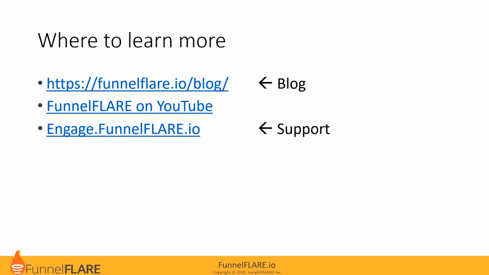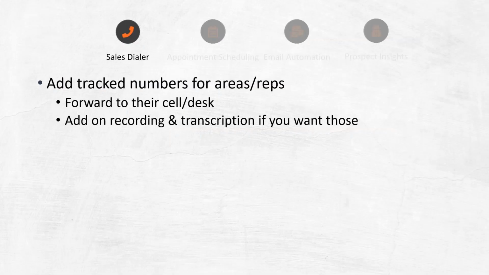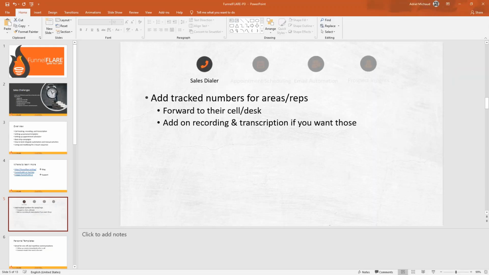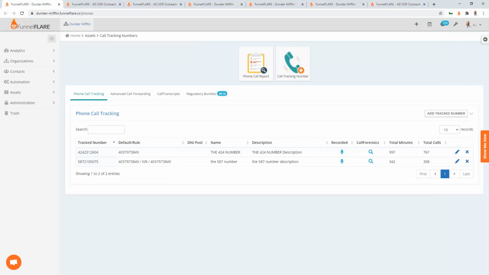So the first place I wanted to talk about was call tracking and adding track numbers for different areas or different reps, and what's involved with that. So this is just a placeholder slide. I'm just going to hop right into the platform, because I think that's really where we can get our biggest benefit. So right now I'm inside assets phone numbers, and I can see I have a couple of different phone numbers here. It's very easy to add these phone numbers.